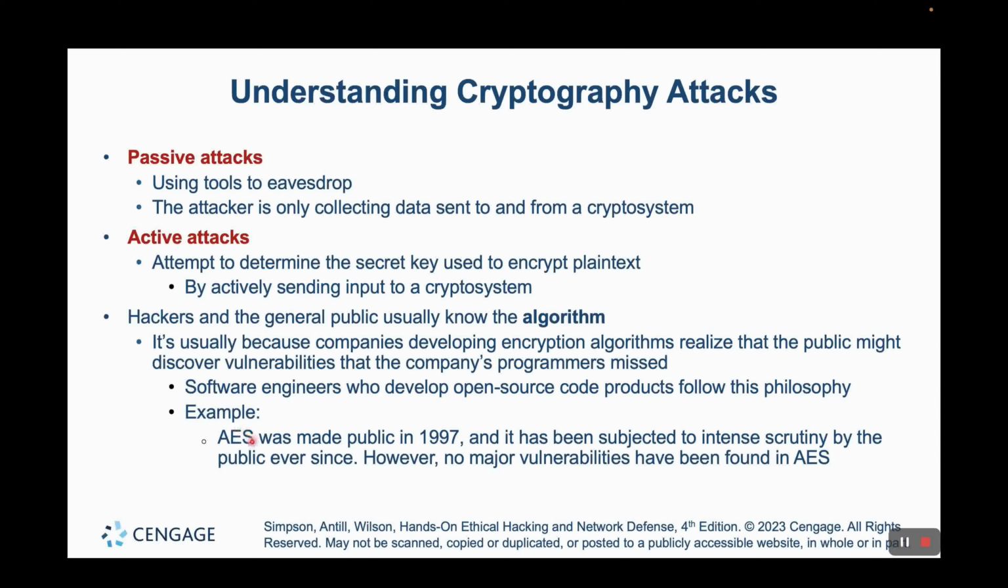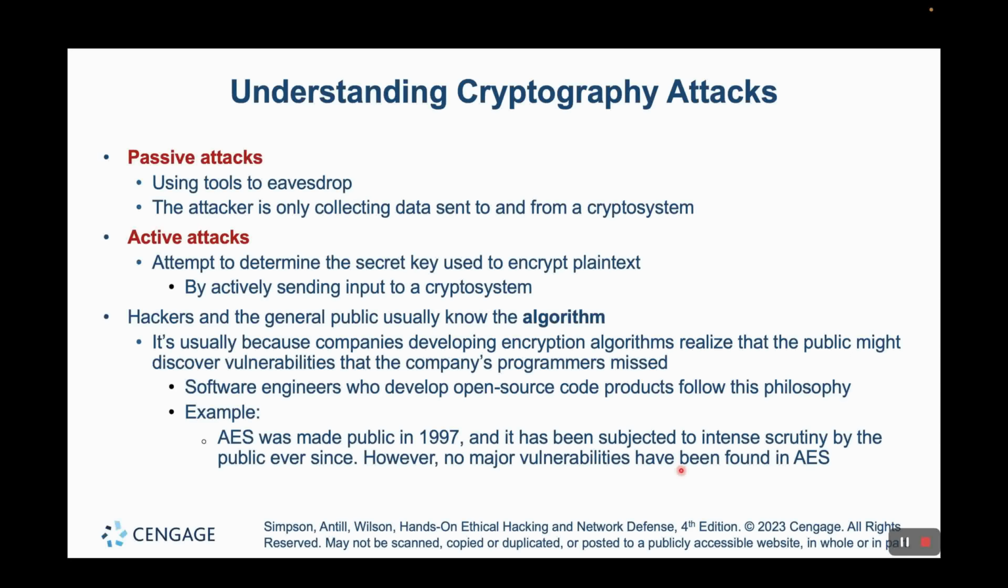For example, AES was made public back in 1997, and it has been subjected to intensive scrutiny by the public ever since. However, no major vulnerabilities have been found in AES. Now, there are a few reasons for this. First, the public is much larger than any single company's development team. This means that there are more people looking for vulnerabilities in encryption algorithms.